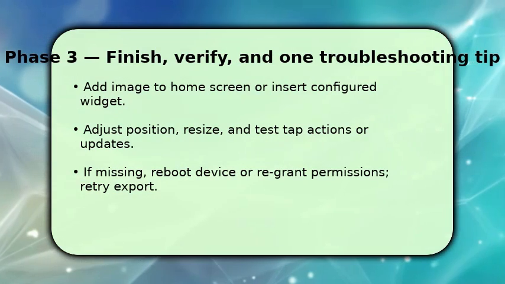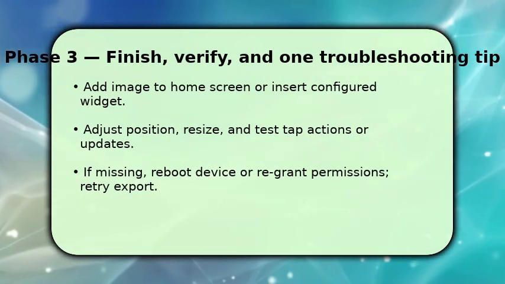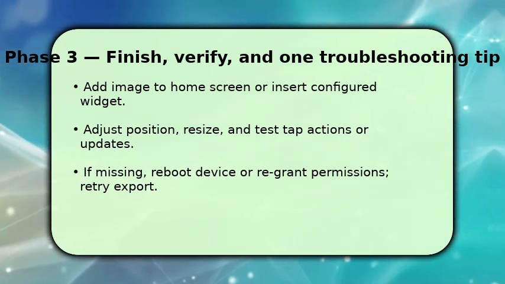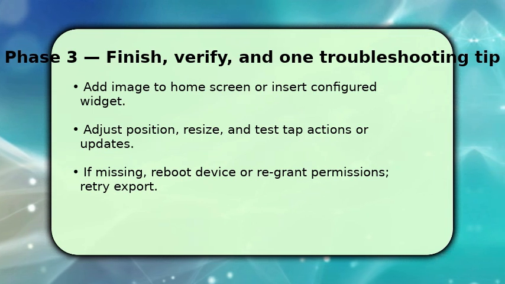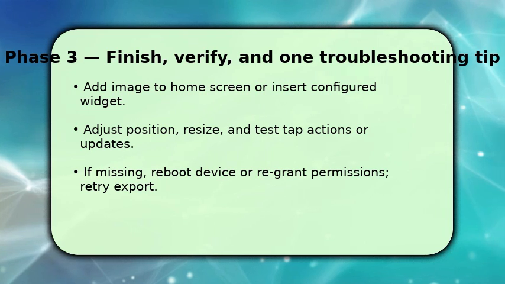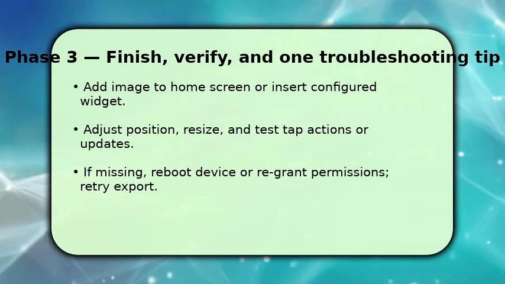Finish by adding the asset to your home screen. Long press the wallpaper area, tap Add Widget for configured widgets, or add an image shortcut if supported. Position and resize until spacing looks balanced, and test any tap actions or live updates to confirm behavior.